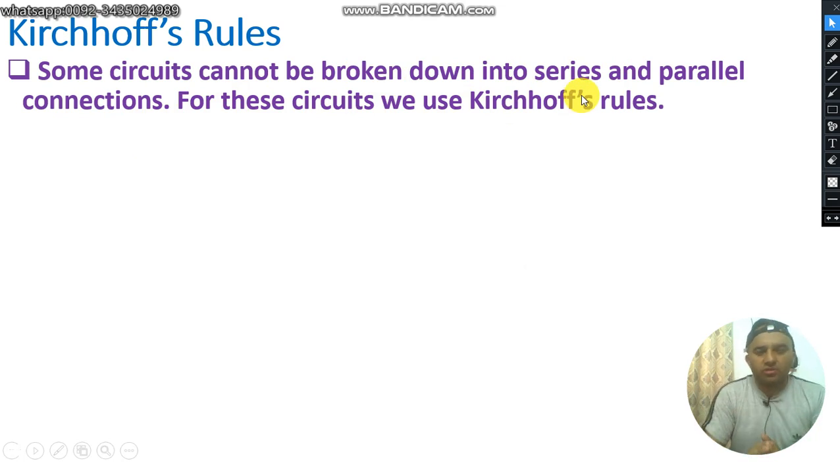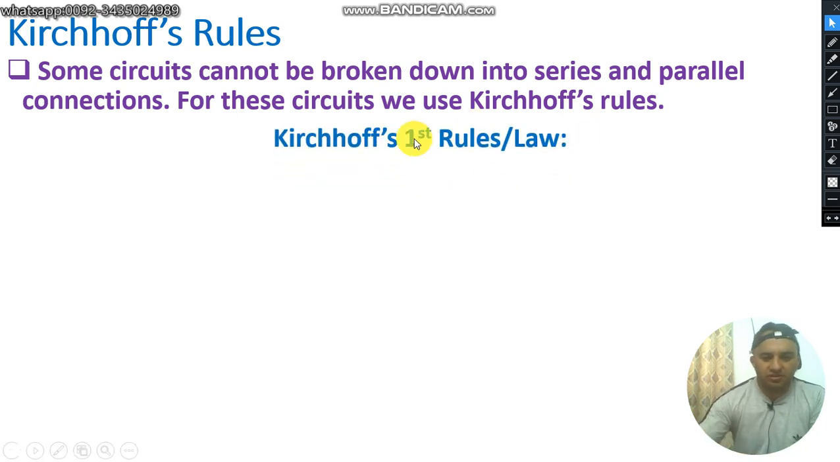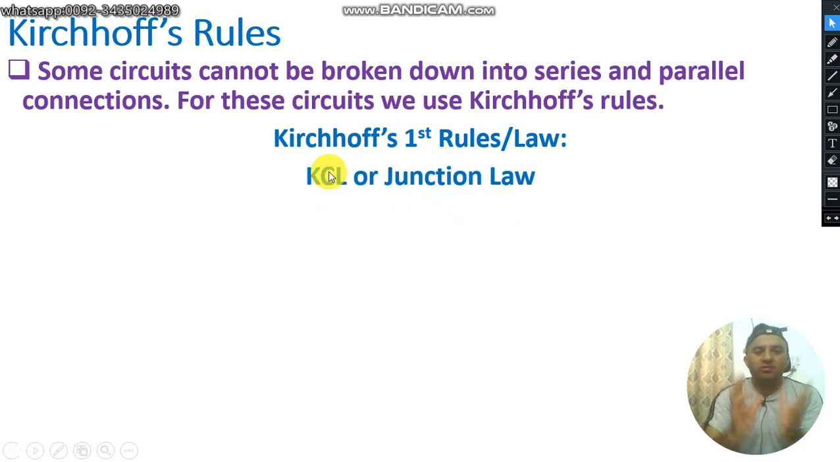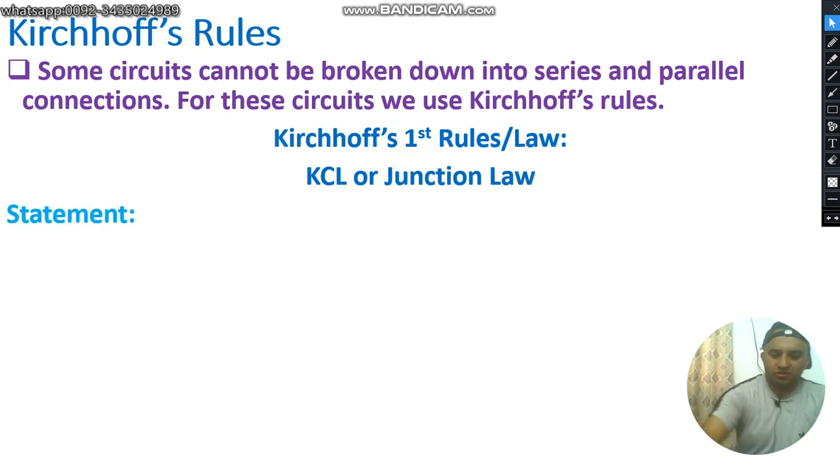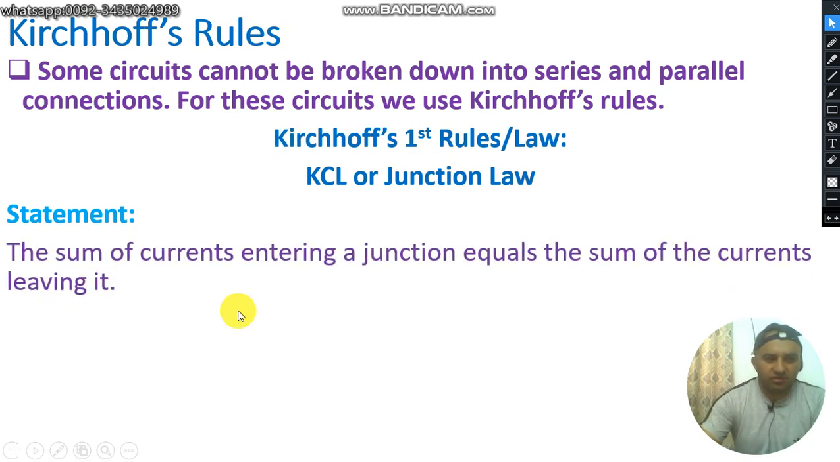There are two rules. Kirchhoff defined two rules. First rule, Kirchhoff's first rule, is also known as the KCL or junction rule. KCL means the Kirchhoff current law, and junction rule is another name of the first law. First of all, I want to define the Kirchhoff first law. The sum of current entering a junction is equal to the sum of current leaving it.